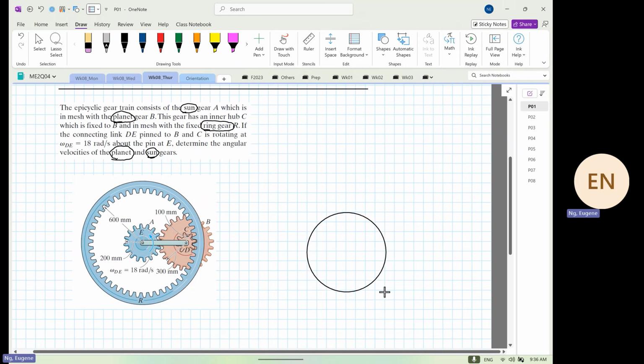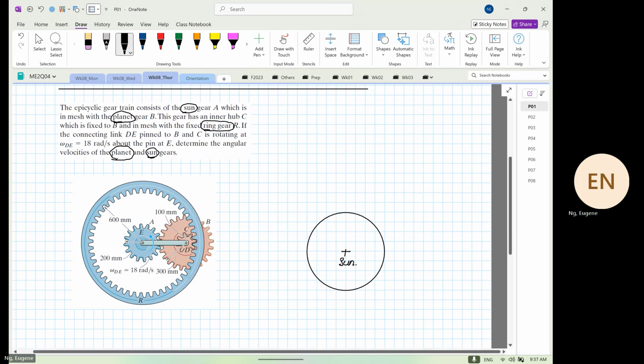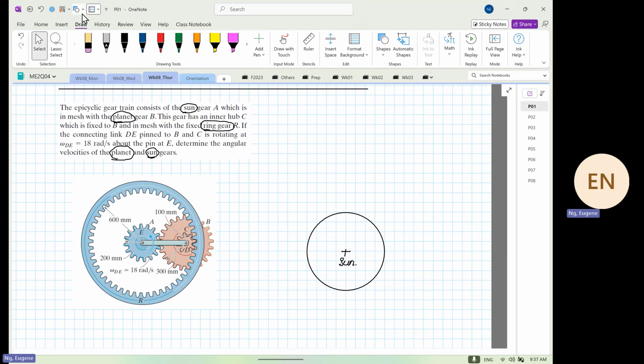So you have over here, this is just a sketch, right? So at the center, this is always known as the sun. Okay, that's always on the center. So like our solar system, you have a sun. That's why we call it the sun gear.